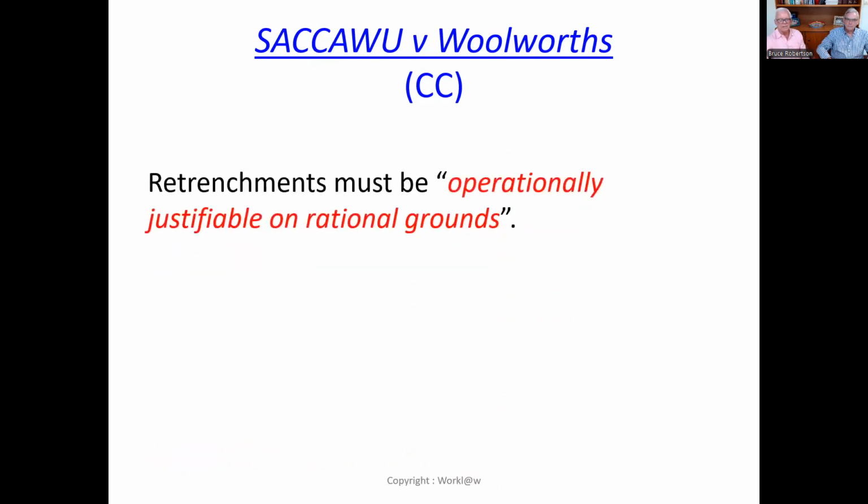Well, I think the Constitutional Court judgment in Sakawa versus Woolworths is helpful, and it says a retrenchment must be operationally justifiable on rational grounds. So that's the test laid down by the Constitutional Court for whether there's a fair reason to retrench.